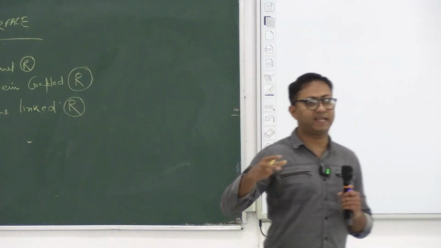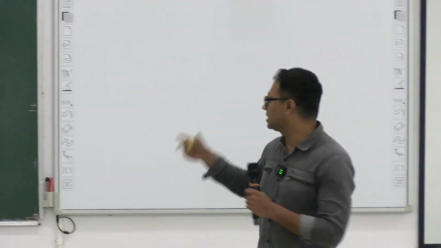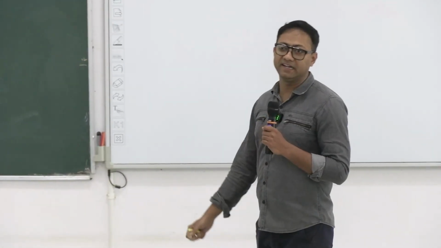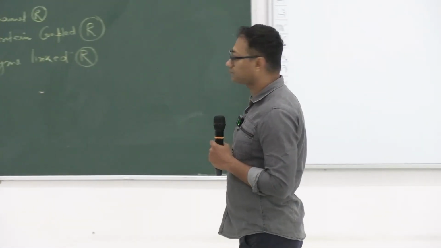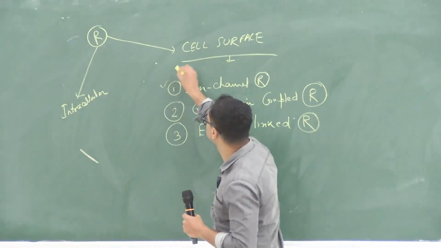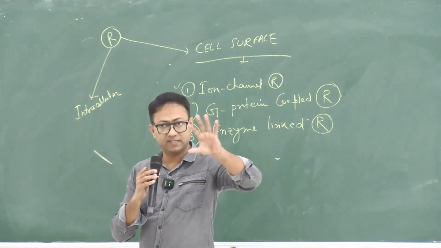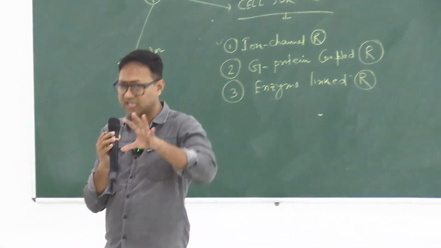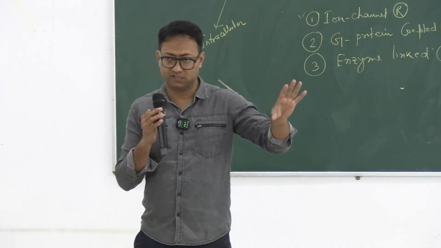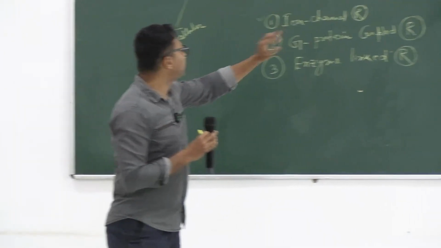Under cell surface again you have three categories. One is G protein coupled receptor, ion channel receptor, and third is enzyme linked receptor. Okay. So first discuss one by one. I will not discuss the detail of mechanism of action, just the classification. Classification and an example. Okay, that will be sufficient. Okay. So ion channel receptor.